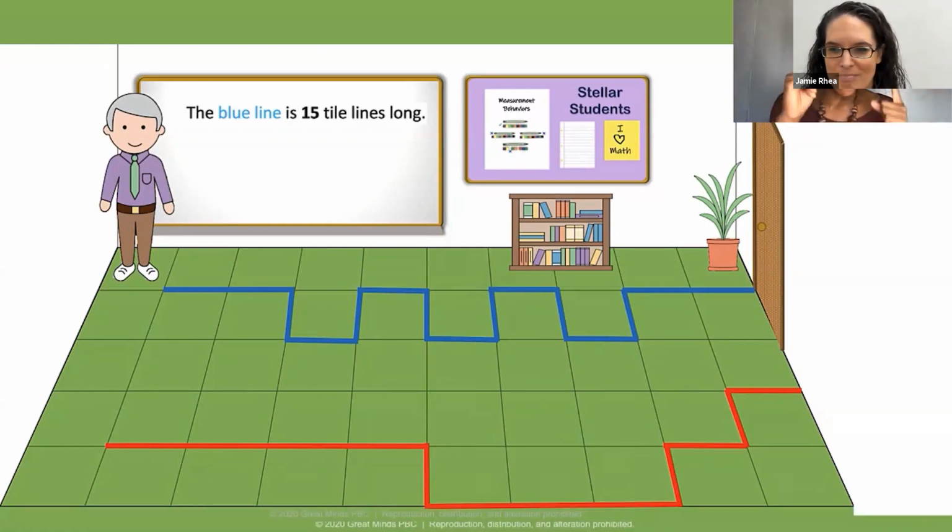Welcome back, my master counter. Did you count the red line to see how many tile lines long it would be? We did. We got 12. And what did you get? 12 tiles.